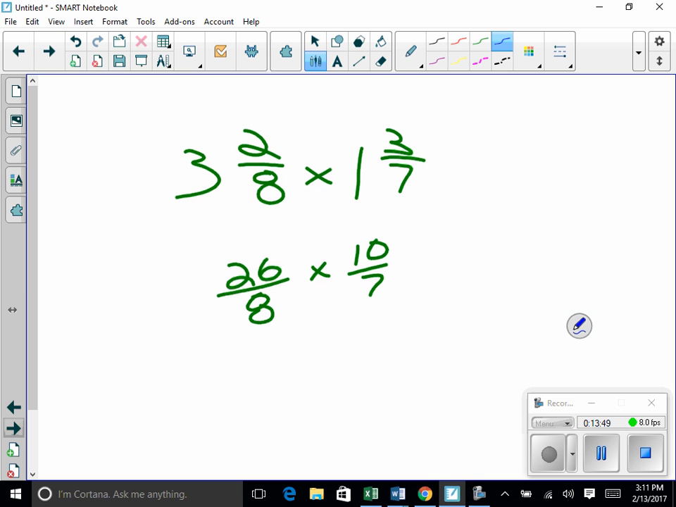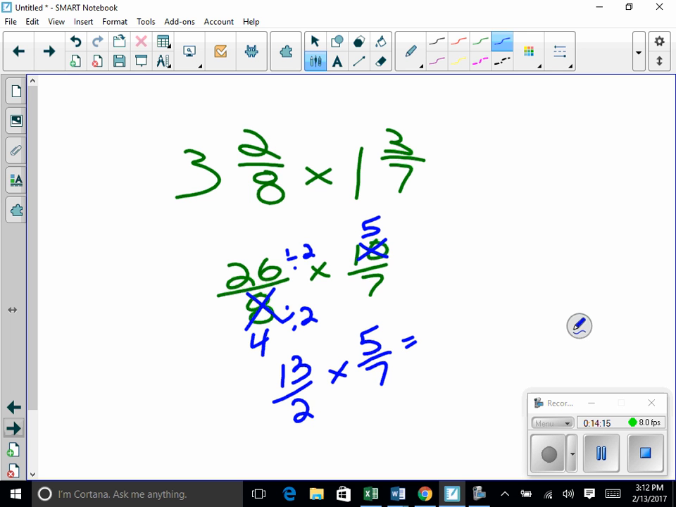Let's say 8 and 10 can be divided by 2, so we get 4 and 5. But then I like to look at the 26 over 4, and they're still even. So let's divide these by 2. And now we have 13 over 2 times 5 over 7. Now I know that was a lot of changing right there, but this makes the problem so much easier.